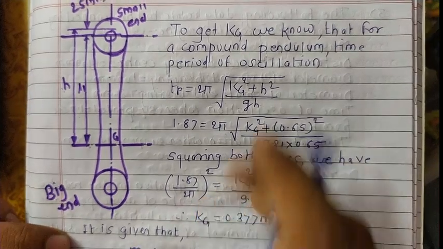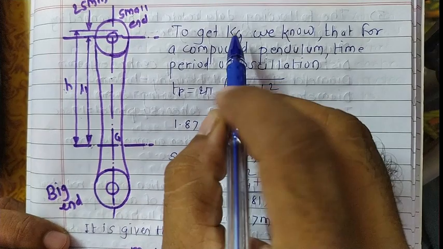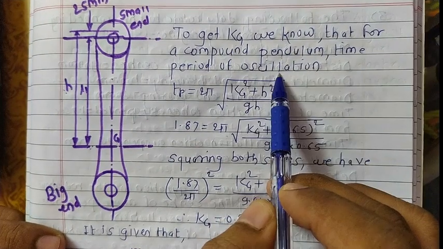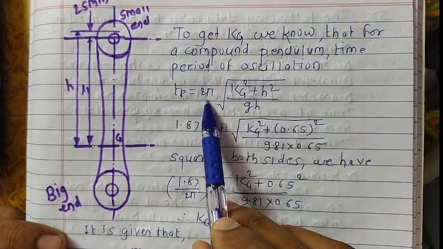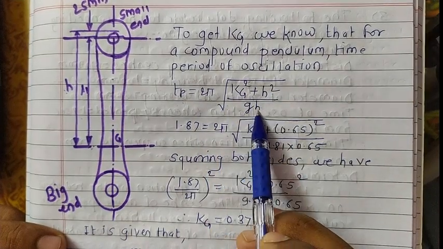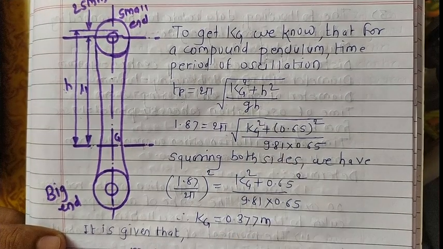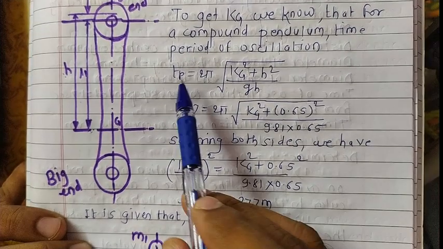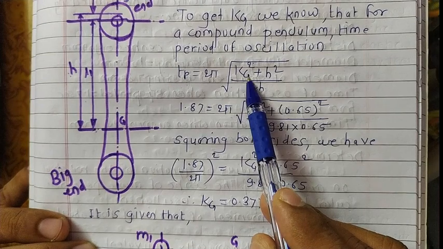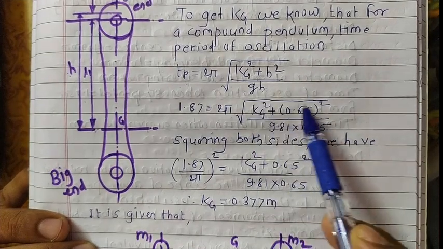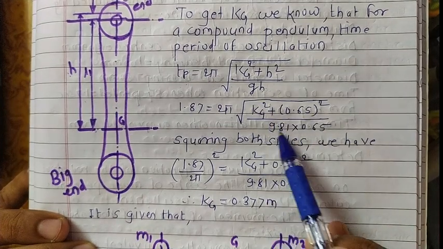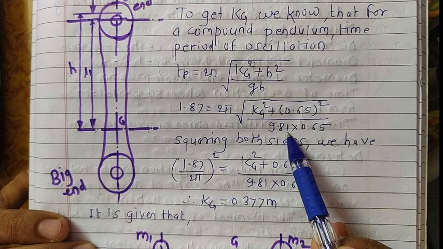Now to get the information about the radius of gyration, that is kG, we know that for a compound pendulum the time period of oscillation is TP equals 2 pi into square root of (kG square plus h square) divided by g into h. The time period is given here as 1.87 second. Our ultimate aim is to find the value for this kG. h is already given in the problem, 0.65 in meters, divided by g, which is 9.81, multiplied by h, 0.65, squaring both sides.